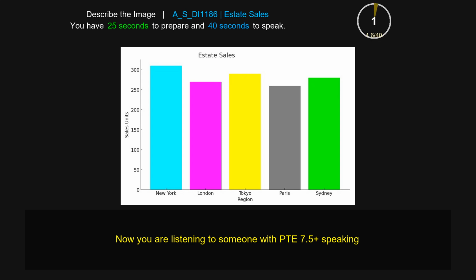The bar graph gives information about the estate sales. On the x-axis highlighted are New York, London, Tokyo, Paris and Sydney. On the y-axis highlighted are 50, 100, 150, 200, 250 and 300. The highest value is 300, which is covered by New York, and the lowest value is 250, which is covered by Paris. Overall, the bar graph gives information about estate sales.